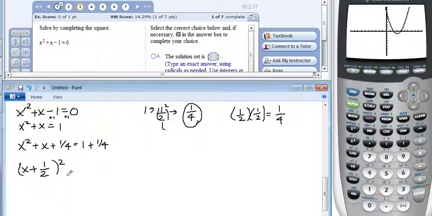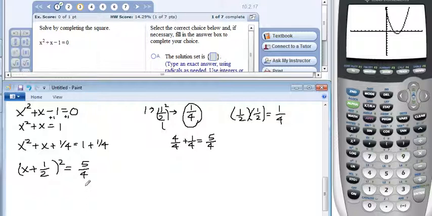That comes in handy, because this is a lot harder to factor than the first one that we did. So remember, it's always just half of this term goes here. All right, and here we have 1 and 1/4, so we have 1 is 4/4 plus 1/4 gives 5/4.